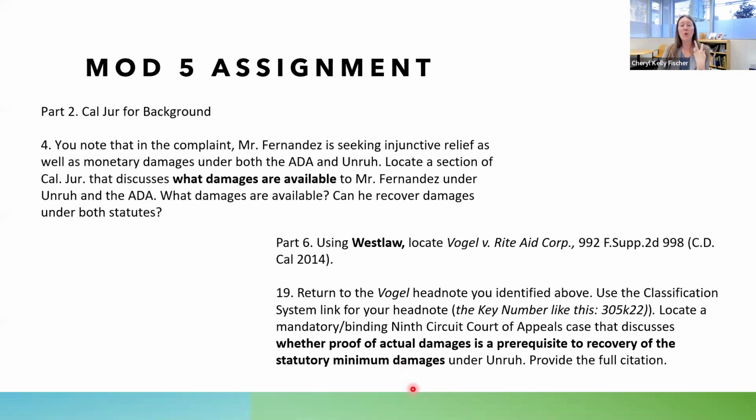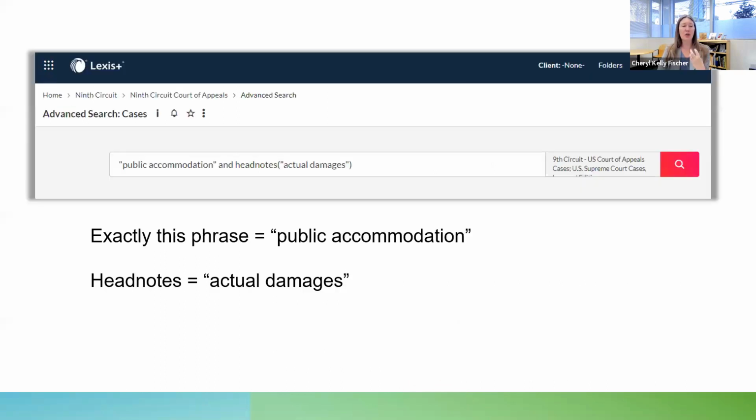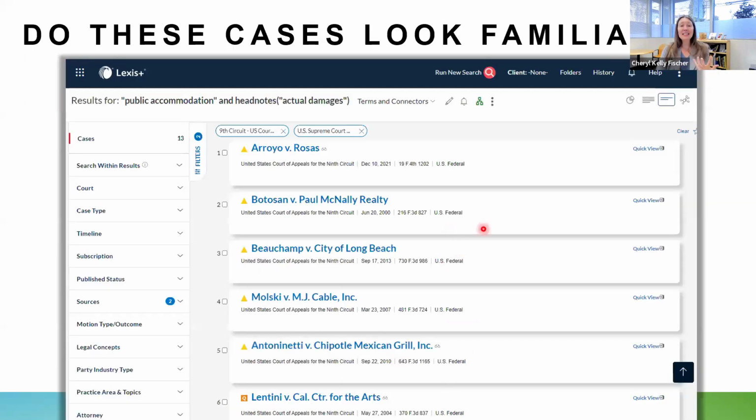Then we're going to see what we can find to answer this question with keywords. I wanted to use exactly the phrase "public accommodation" because that's going to get me that ADA and UNRRA stuff. And then in the headnotes field is where I put "actual damages." So I run that search and then I get cases that look familiar.